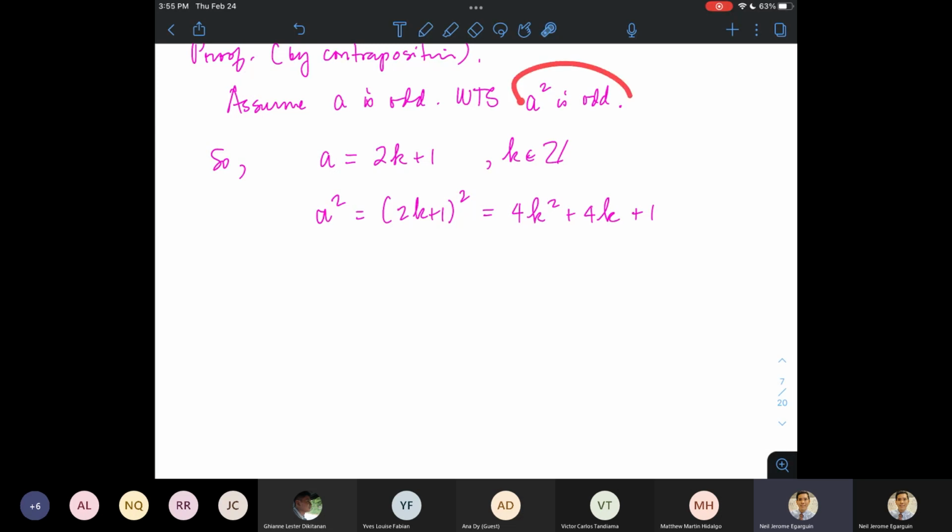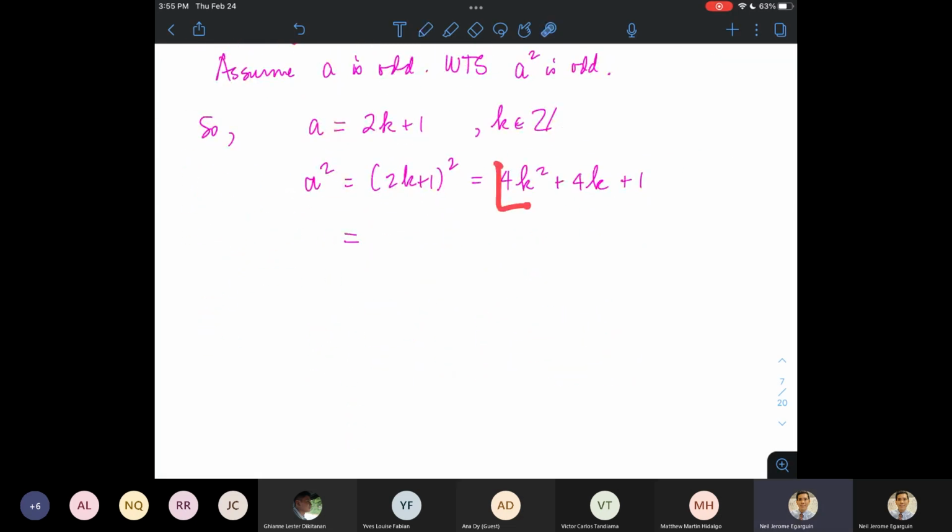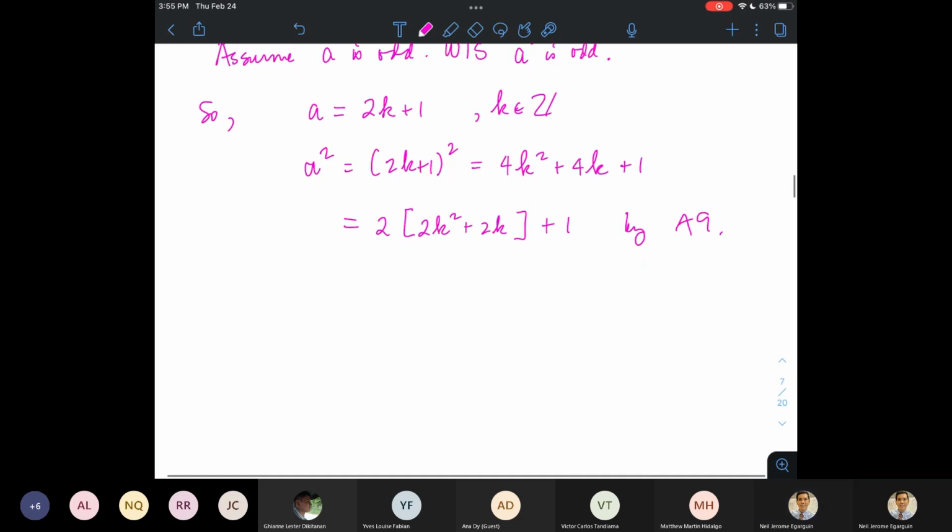Tapos, anong gusto natin ipakita? A is odd. So I need to show this is of the form 2 times another integer plus 1. Yun yung gusto nating ipakita para kay A squared. But that could easily be done by using the distributive property. Okay? Look at the first two terms. Meron silang mga 4 sa unahan. Ilabas ko lang yung 2. Right? And that is justified by A9, distributive property. Okay? Matitira si 2k squared plus 2k plus 1. Okay? By A9. All right.